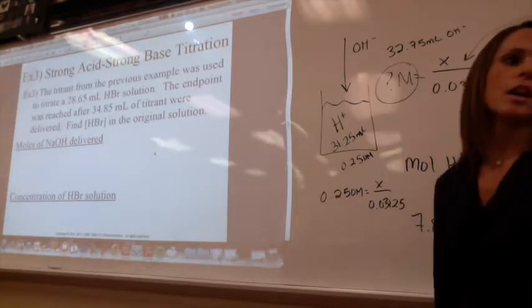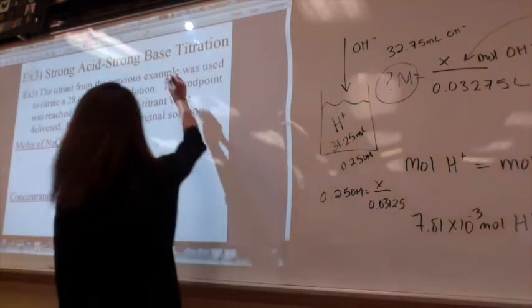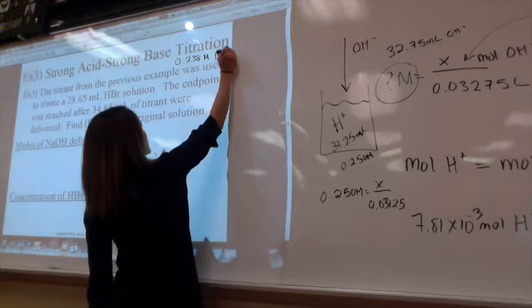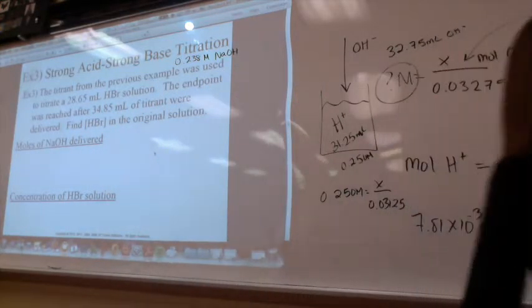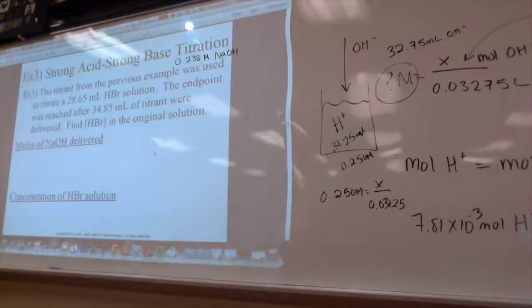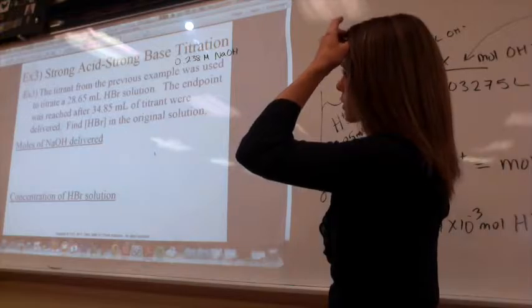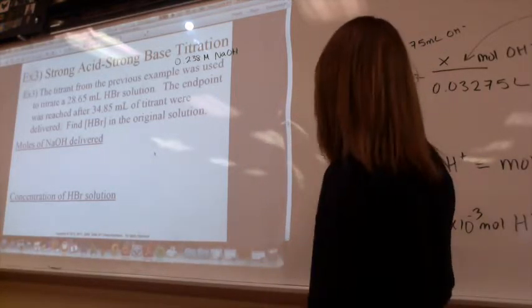All right. The titrant from the previous example was used. So let's just write down that information so we don't forget. That's 0.238 molar NaOH. That's what we're using to titrate 28.65 milliliters of an HBr solution. The endpoint was reached after we delivered 34.85 mLs of titrant. Find the concentration of the original solution in the beaker.